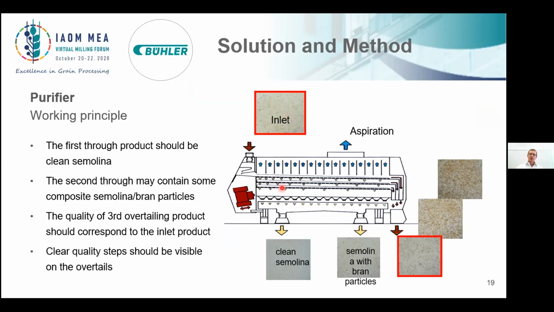Then it goes into the 3-deck purifier, air going up. So the first product coming through is the clean semolina. That's the premium, that's the first quality. Second product, semolina with some bran particles. Usually you go to a reduction roll, like a C1B, a composite semolina reduction. Then we have the overs. So the bottom sieve over is darker than the throughs, but lighter than the others.